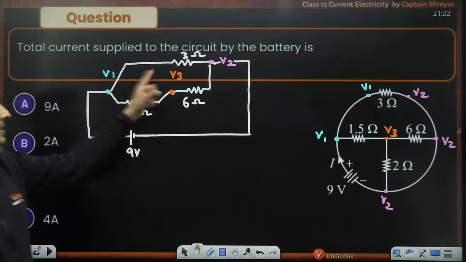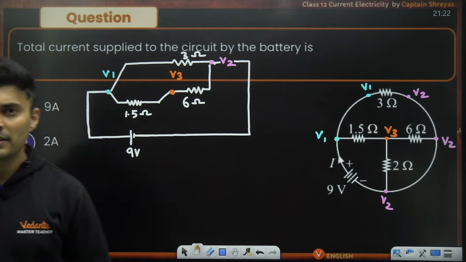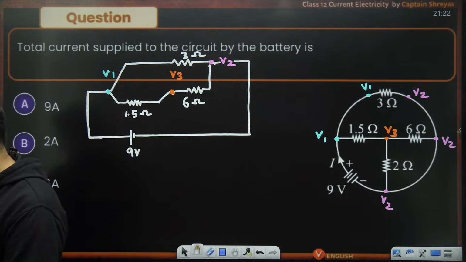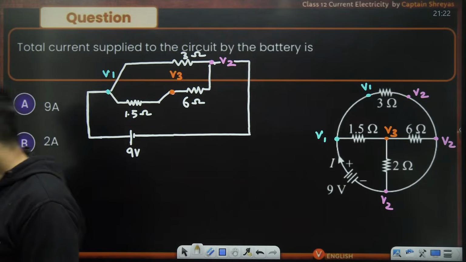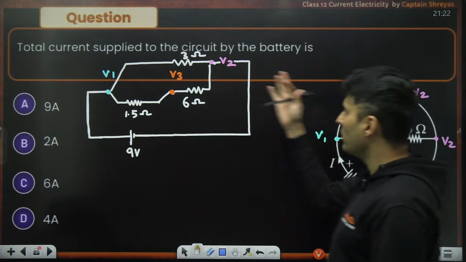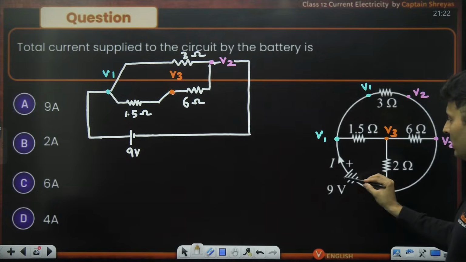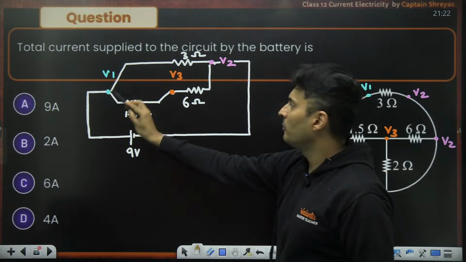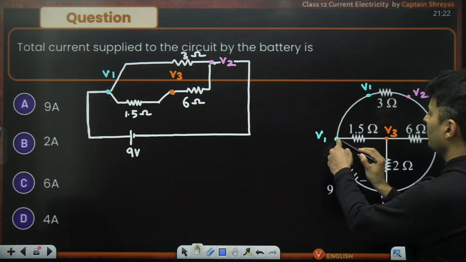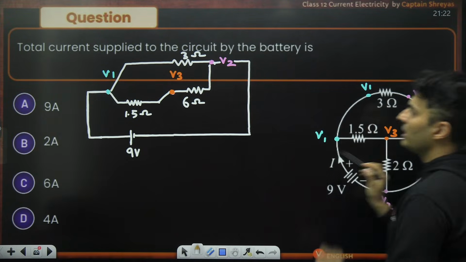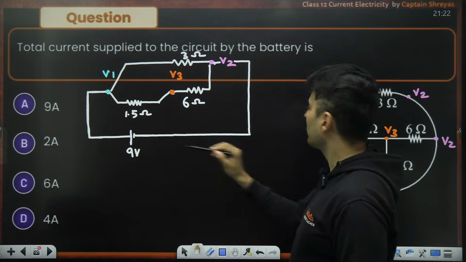Check this out. This is the equivalent circuit. I just drew it naturally. Start from a point, keep moving ahead to the next point. Started with the positive terminal. Positive went to V1, and positive is connected to V3 by 1.5 ohms.